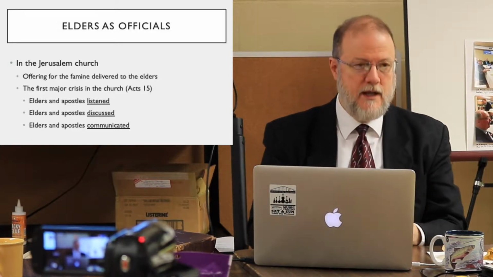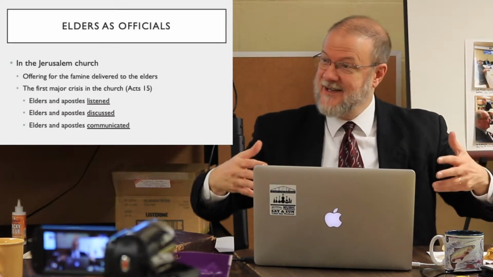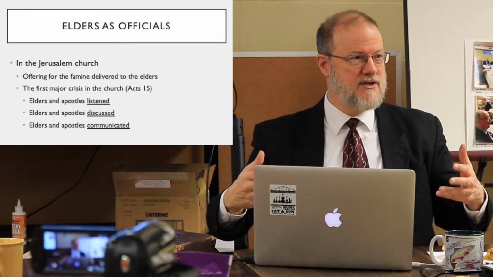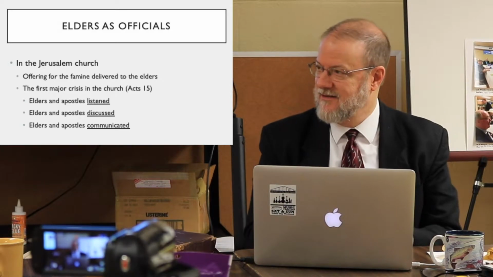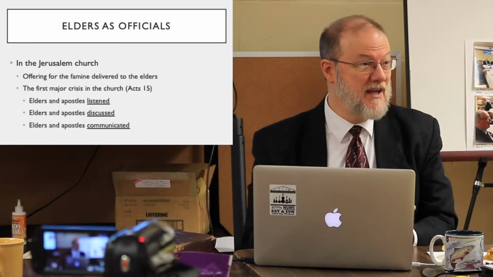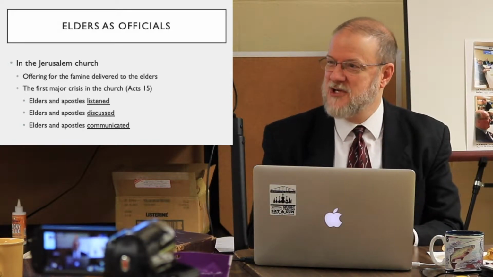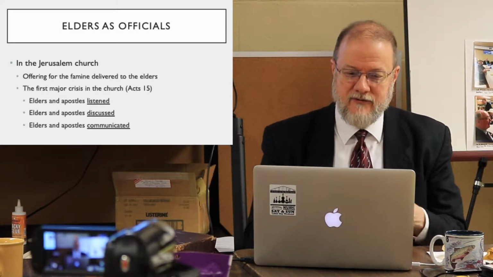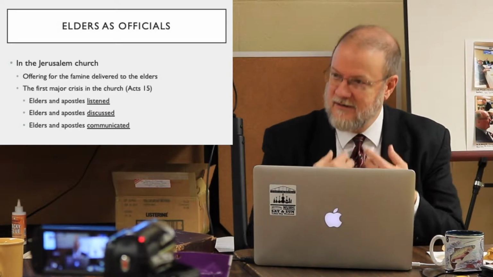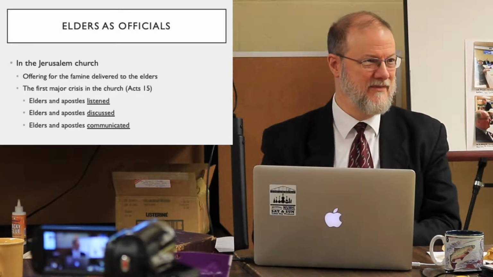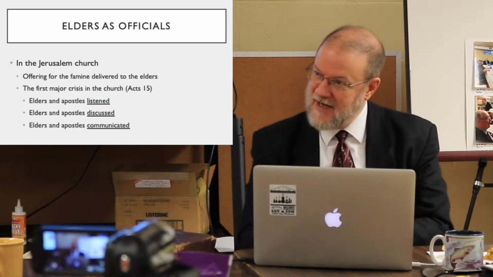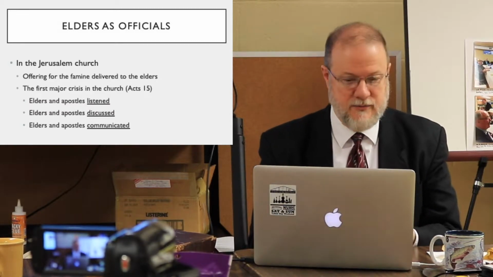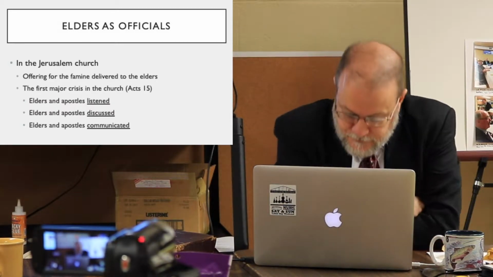And so these Gentile churches were encouraged to send an offering to Jerusalem to assist, kind of a relief offering, sort of a week of compassion in the first century church. And the offering for that famine was delivered to the elders. So these are officials. These are people that have some kind of responsibility in the church.